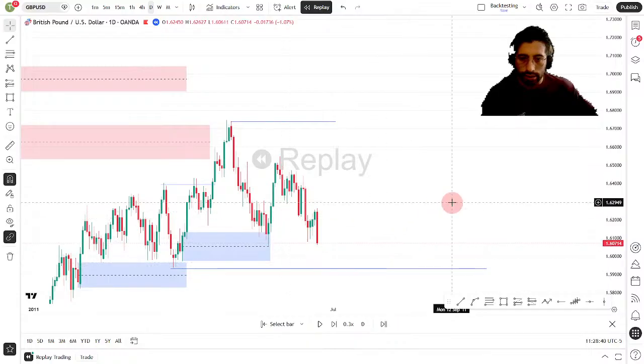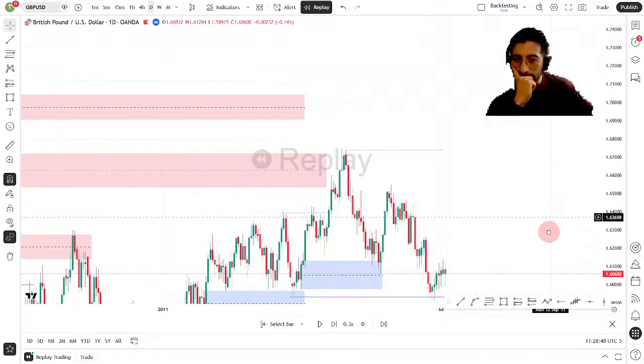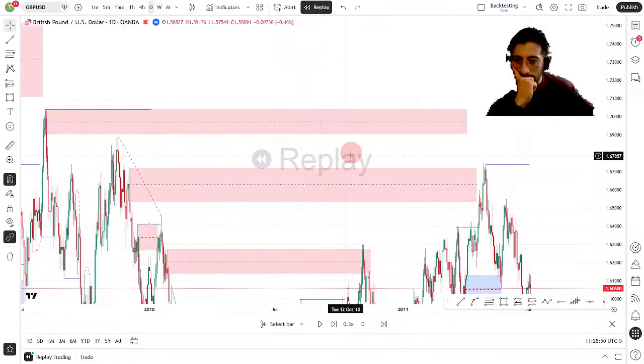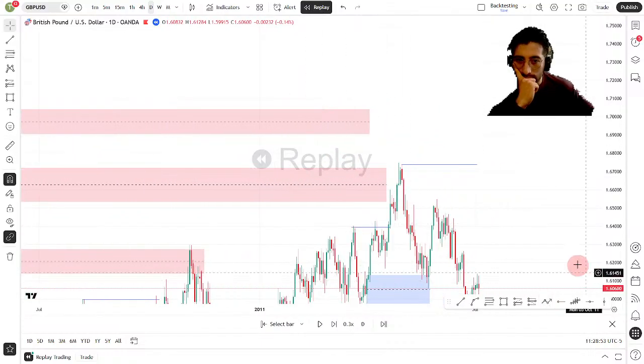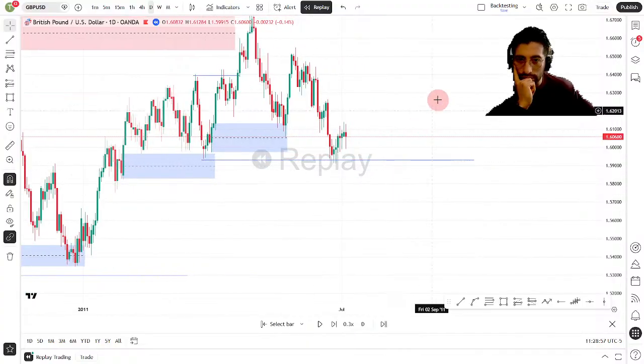Nice. Reacting here, but no. Okay. It didn't break it, and it didn't get to these highs. So maybe it's because it wants to take this liquidity, which is below this point.